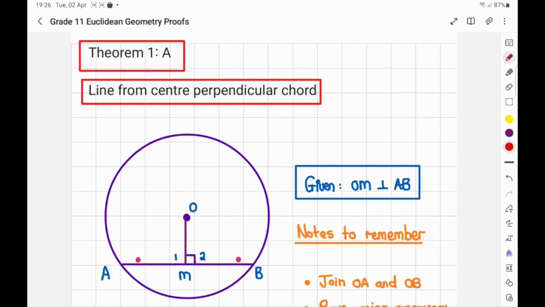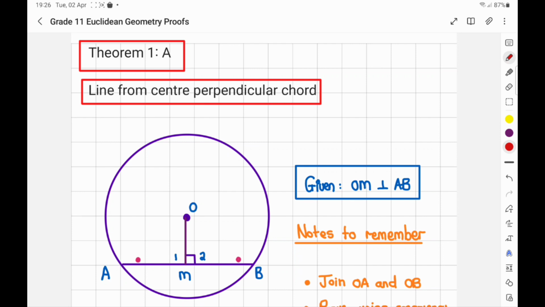I was extremely busy this afternoon, but I really want to help you by just putting the three proofs that you need to know into a video. So this is not all the proofs that you need to know with Euclidean geometry, but just the first three. I'm just going to run through the first three because that is what my students are writing about, and they should be able to prove this.